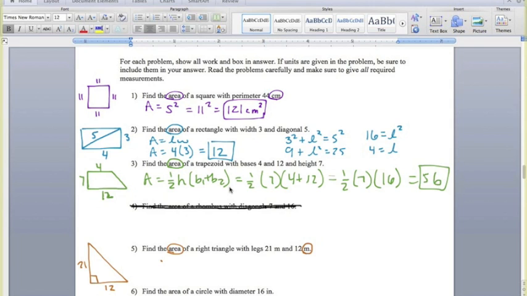The area of a triangle formula is that area is 1/2 base times height. The legs are the base and height. So I get 1/2 of 21 times 12. It doesn't matter which one is which because 21 times 12 is the same thing as 12 times 21. So it doesn't matter which one we call the base and which one we call the height.